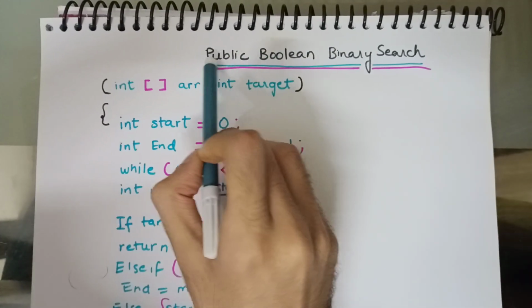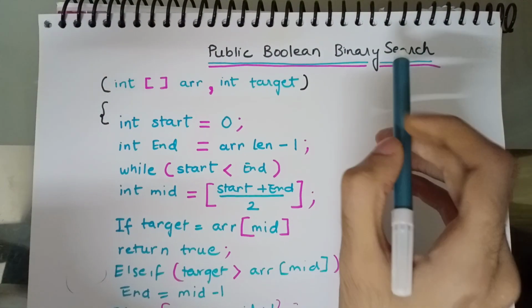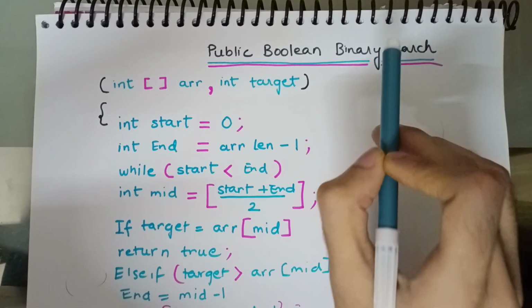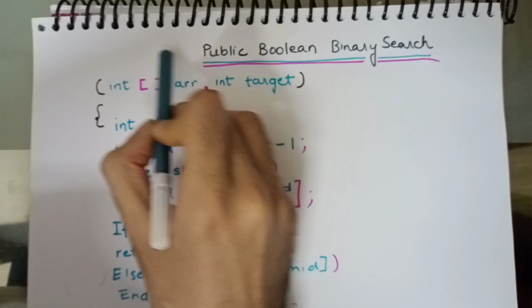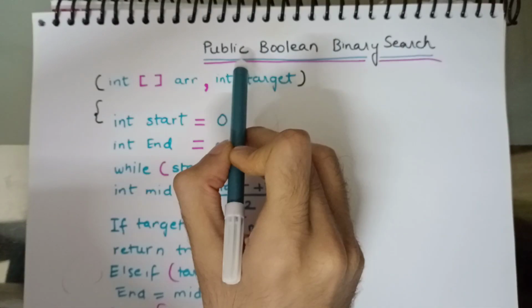Today I'm going to talk about the code of binary search version 2. Now, what is binary search version 2? We can have a look at that in our second episode of our binary search playlist. Let us have a look at the method signature.